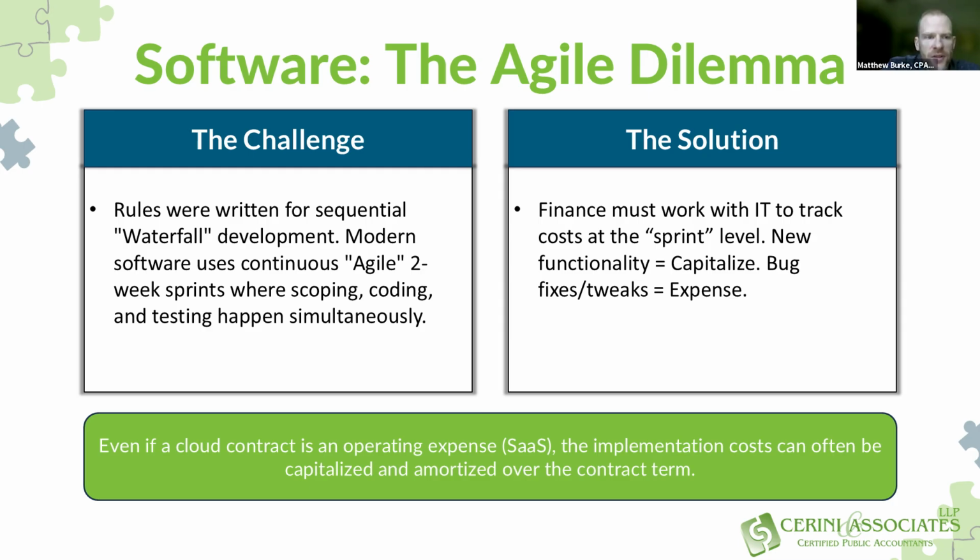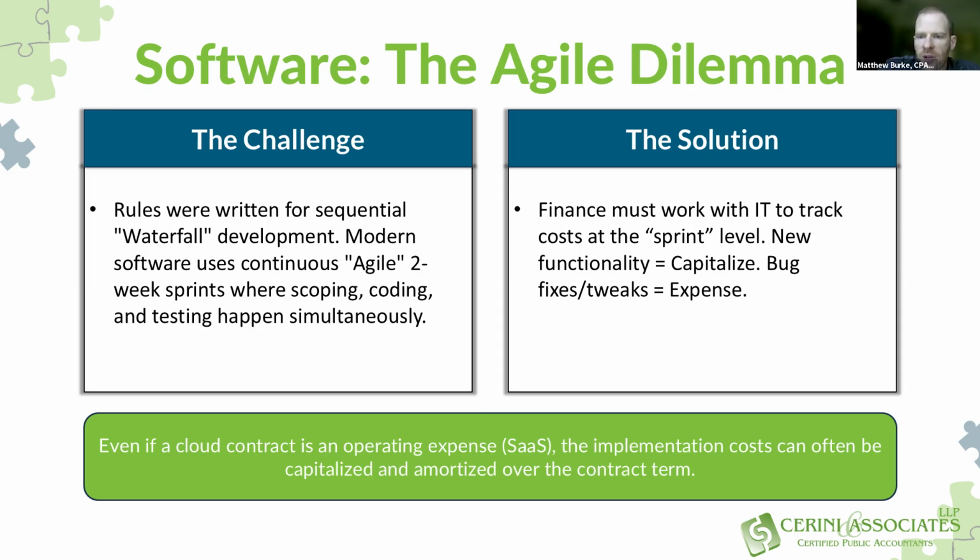So the challenge is the existing rules were written for sequential development. Modern software uses a continuous, we're calling it agile sprints, where scoping, coding, things happen simultaneously. In the past, it was more linear. So there are certain points at which you could start capitalizing. It was when a technological feasibility level was met. That doesn't really apply anymore because things are just all over the place. And that's just the way it works now.